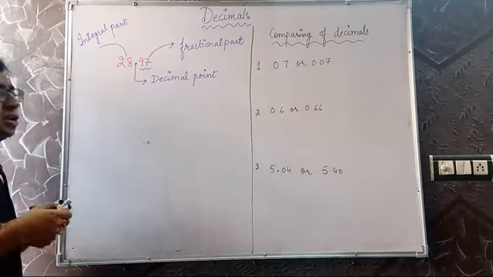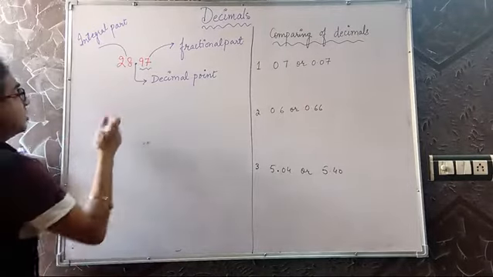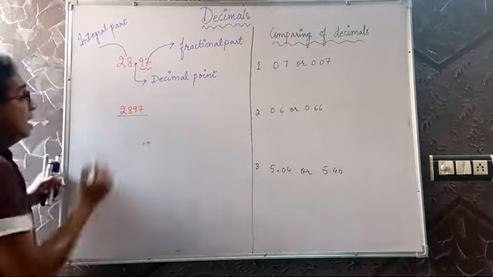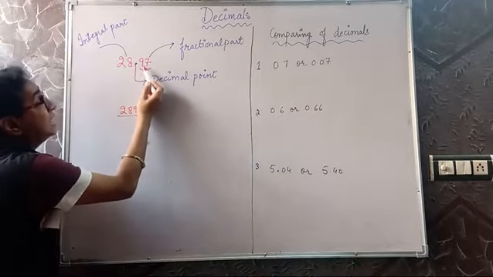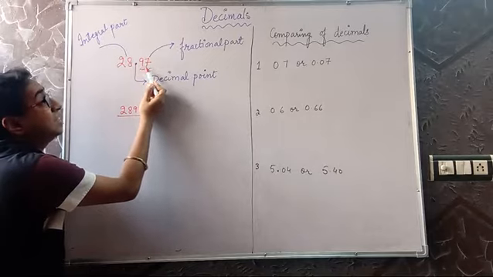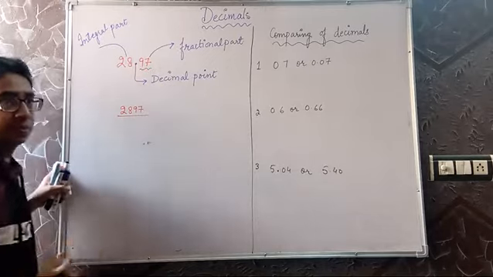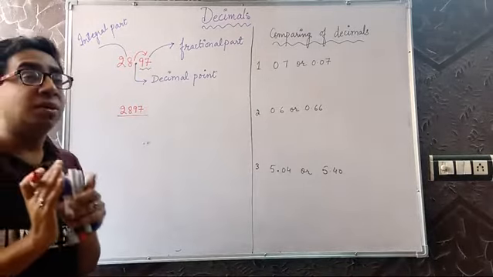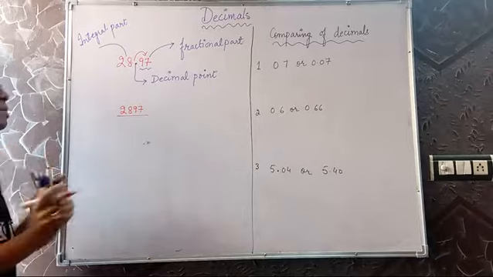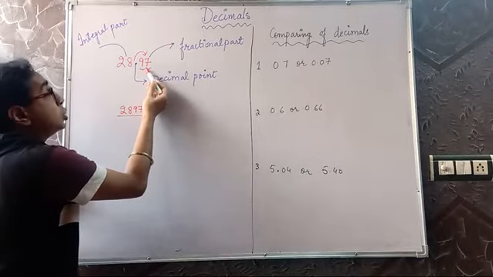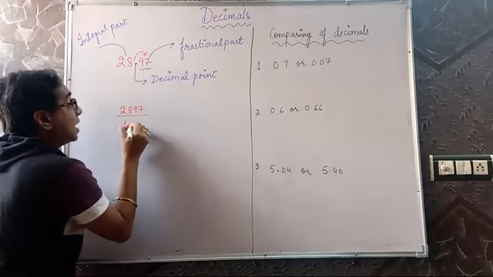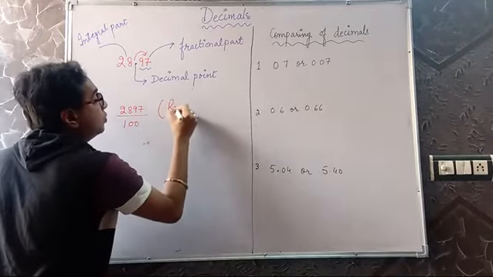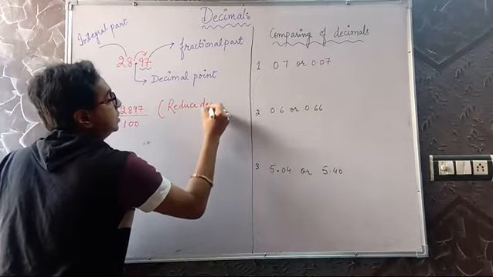Now, if I remove the decimal, what do you mean by removing a decimal? How to remove the decimal? We will see that after the decimal, to the right of the decimal, how many digits are occupied by the number. Here, how many? 1, 2. So if 2, we will divide by 100. This is how we remove decimals.